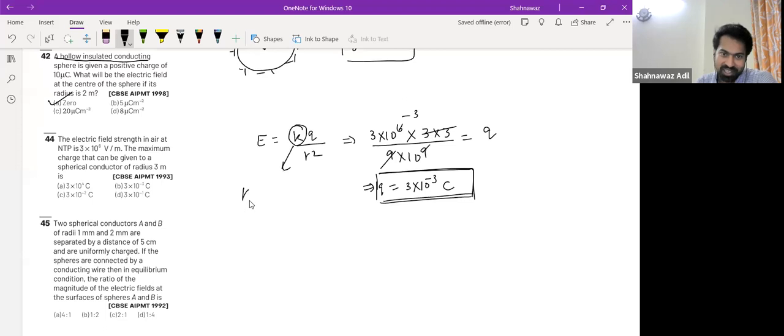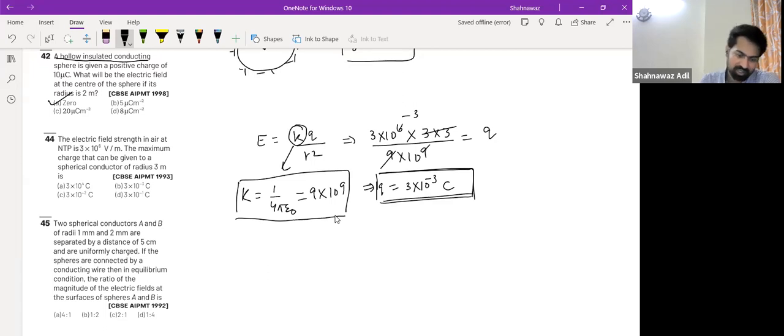So this is K is 1 by 4 pi epsilon, right? And this equals 9 into 10 to the power 9. So you have to remember this value. In calculation, this will come again and again. You have to remember this value.